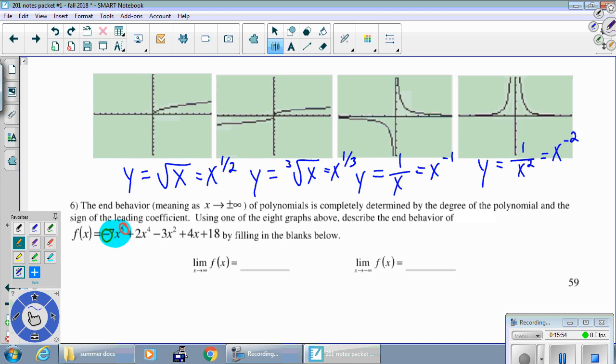And so we'll just fill in our answers. This is saying as you go to the right forever, what's happening to the y value? Well, this function is going down forever. So -infinity has to be the answer there. And as x goes to -infinity, that means go left forever. We saw this function has to go up forever. So that means +infinity.